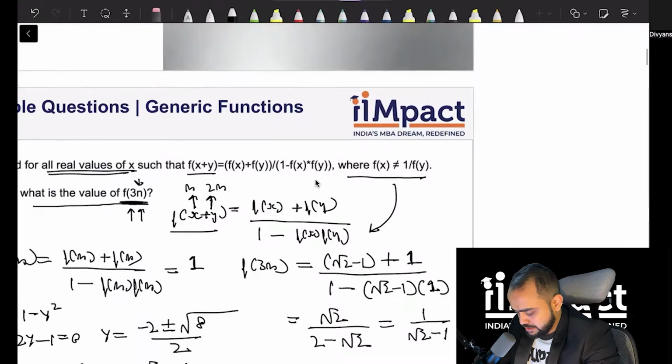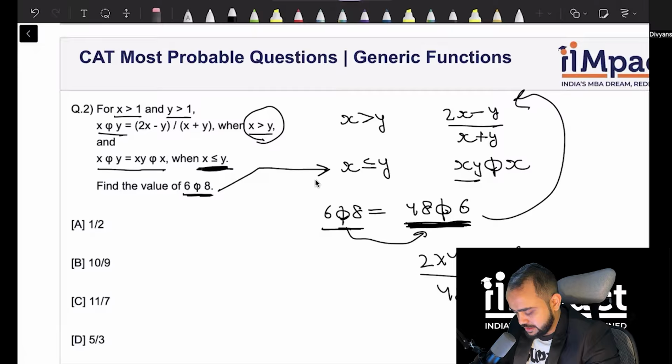Minus 6 divided by 48 plus 6, which is going to be 96 minus 6, that is 90, divided by 48 plus 6, which is 54. And 18 is a common factor here, so I can cancel that out. So my answer will come out to be 5 by 3, which is D.